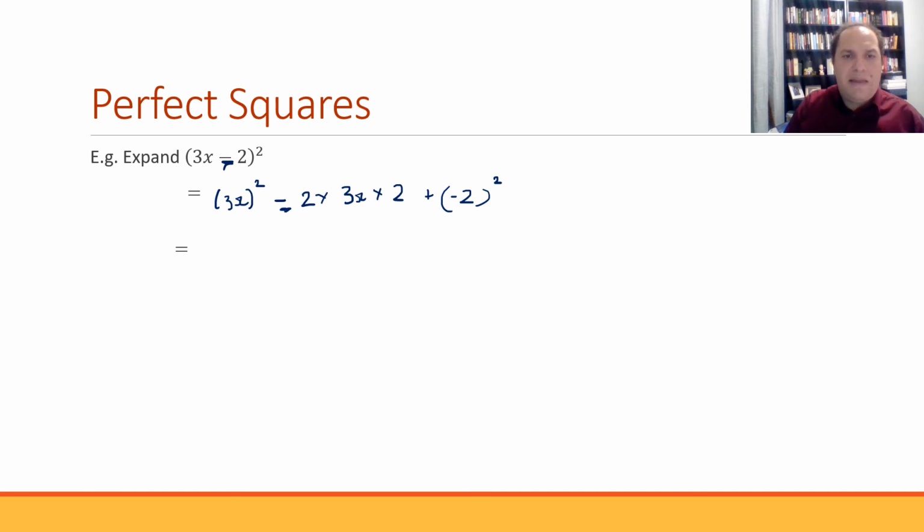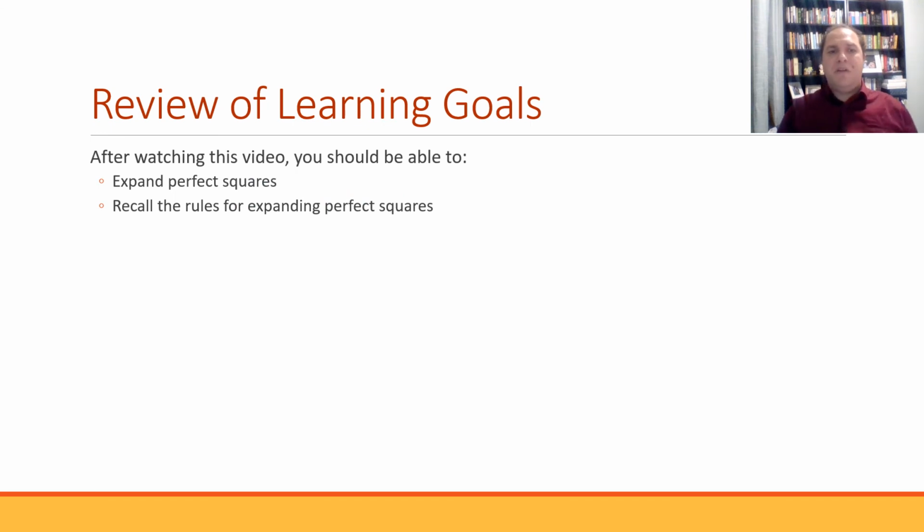So expanding that out, 3 squared is 9. And x squared is x squared. Okay, negative 2 times 3 times 2. Negative 2 times 3 is 6, times 2 again is negative 12x. Negative 2 squared is positive 4. And there's our expansion. All right, so after watching this video, you should be able to expand perfect squares, then recall the rules for expanding perfect squares.